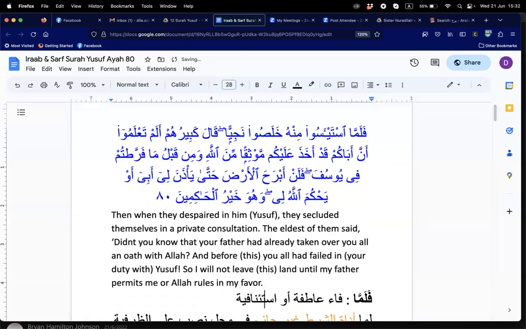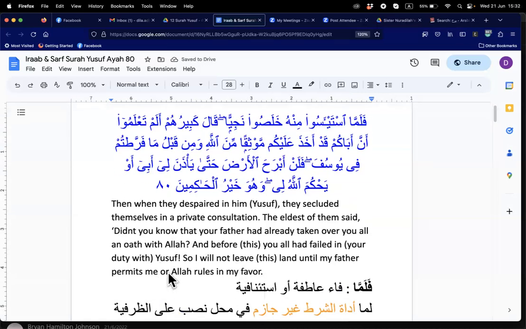So this "or", would it make sense to say "unless"? I will not leave this land until my father permits me, unless Allah rules in my favor. Basically it's the same meaning. It's still "or", meaning if this didn't happen, but if Allah did this, then I will leave. But "or" is basically clearer. Or meaning that either one happens, then I will leave the land.